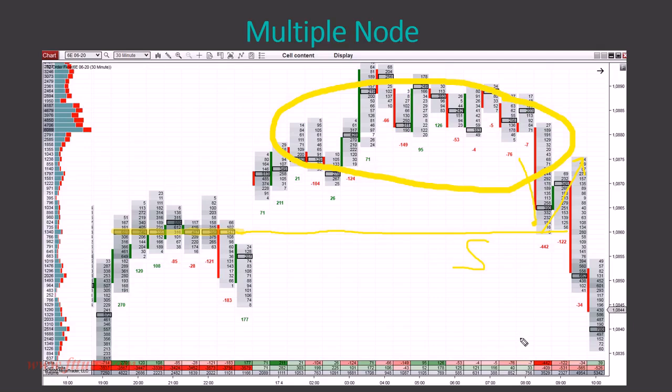Alright, so that's about it. That's about the multiple nodes setup. I really like to look for this setup, and when trading I'm always aware of where the high volume nodes are, especially when they are stacked like this next to each other. I'm always aware of that, because those zones, no matter what trading instruments you trade, those zones are strong supports and resistances.